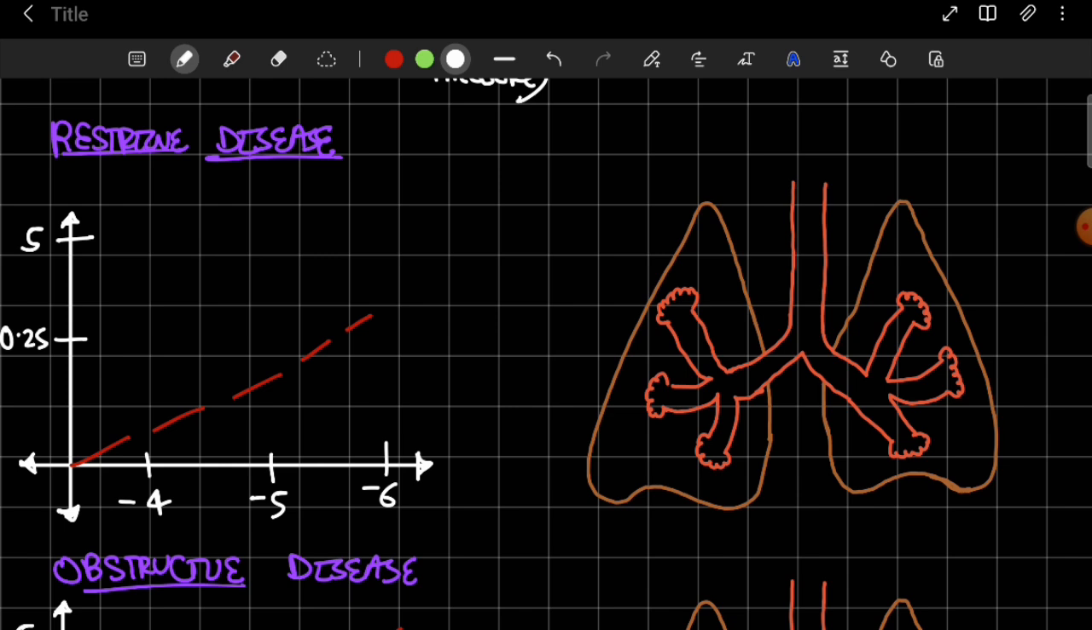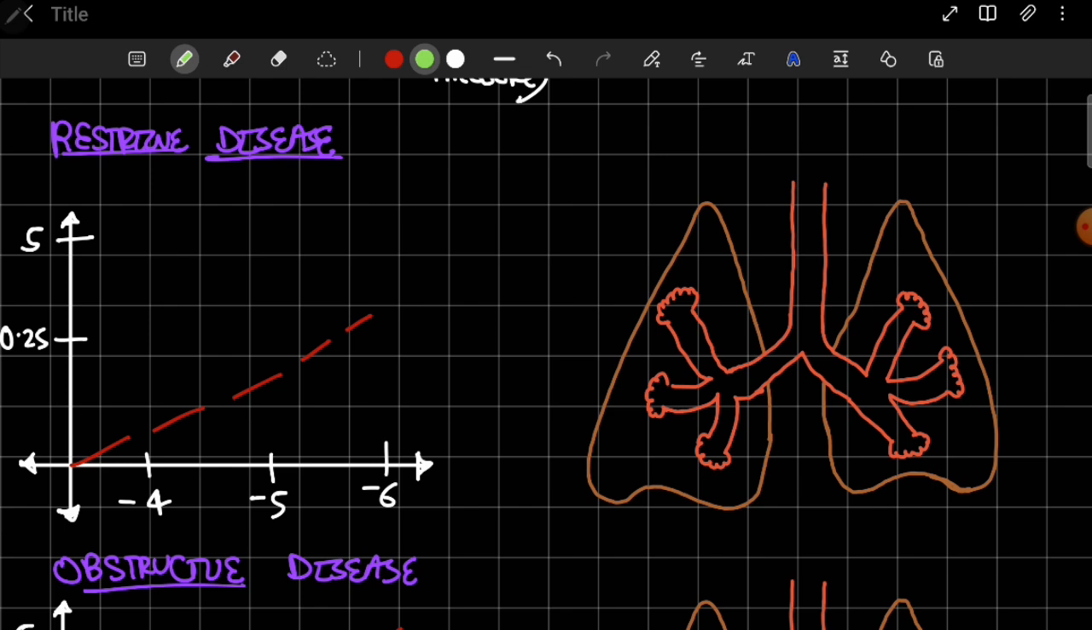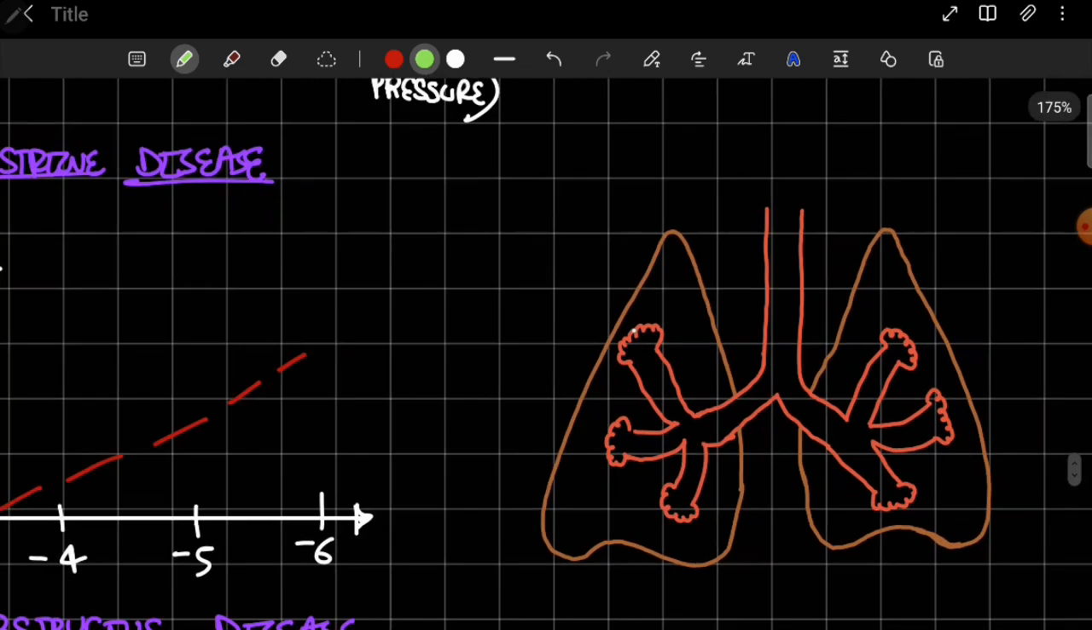Restrictive diseases are basically the destruction of the lung parenchyma. So I will show the lung parenchyma. What is it? Lung parenchyma are various tissues surrounding the alveoli, meaning they are the chief makers of the lung. So these are the lung parenchyma around alveolar tissues. Like this, here also around the alveolar tissue.